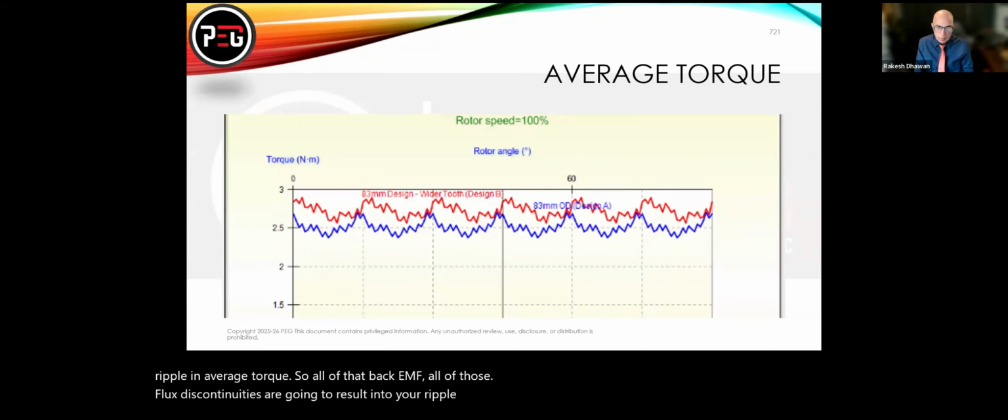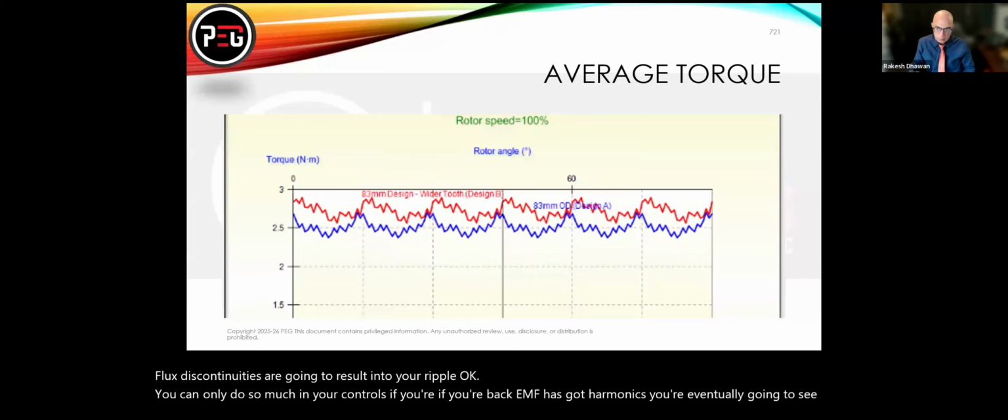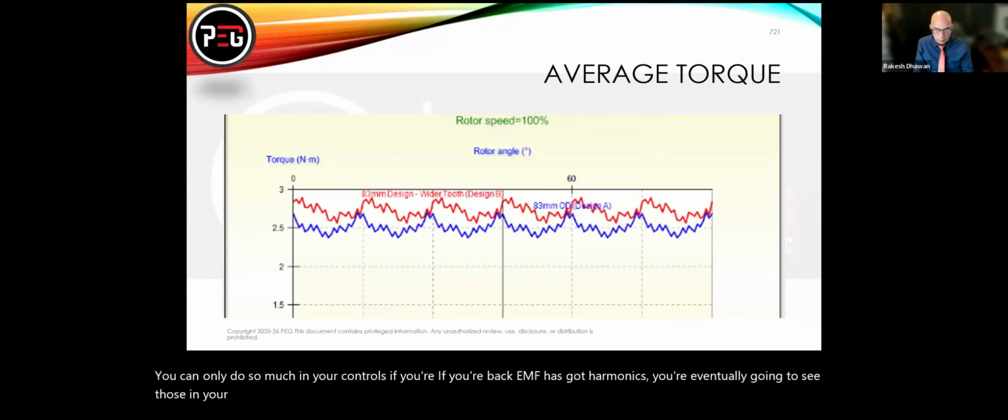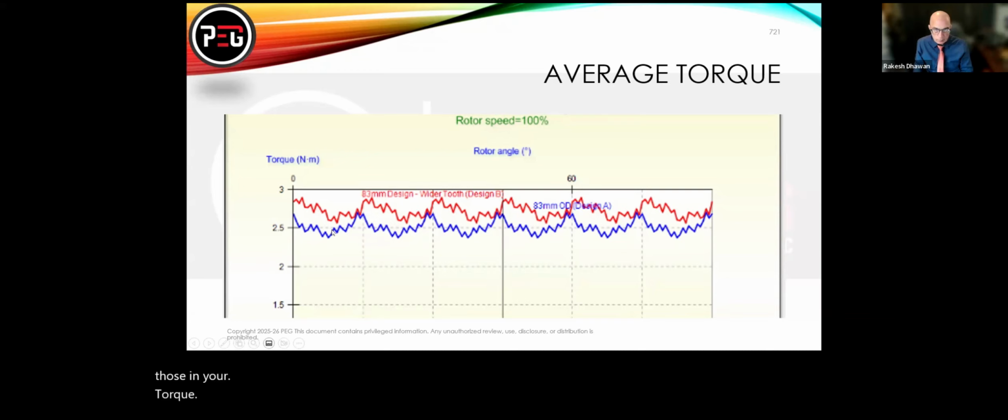Okay. You can only do so much in your controls. If your back EMF has got harmonics, you're eventually going to see those in your torque. So you have a design A and design B. The ripple seems to be pretty similar, and just design B is producing a little bit more torque.